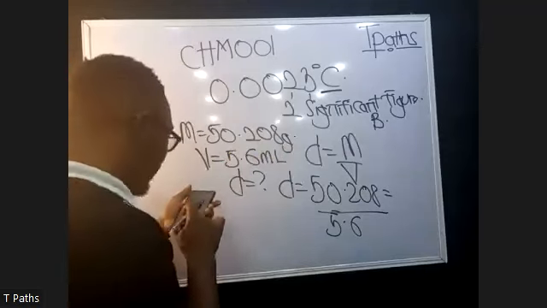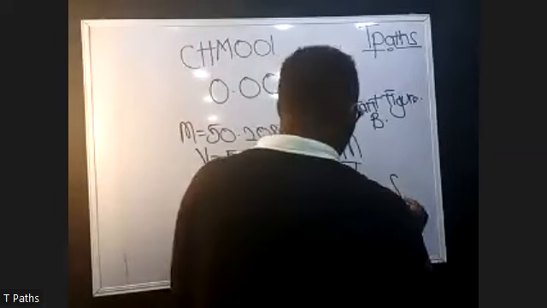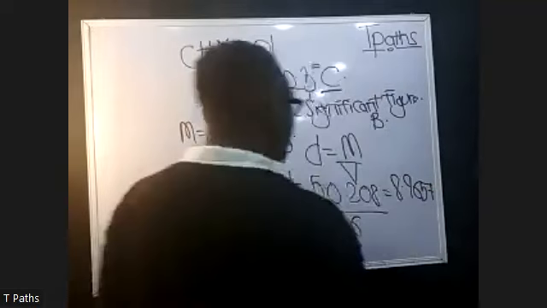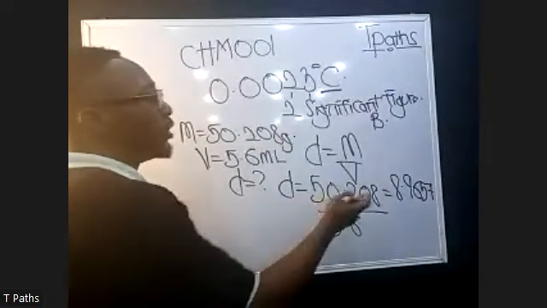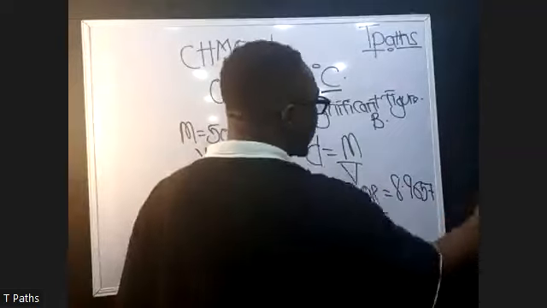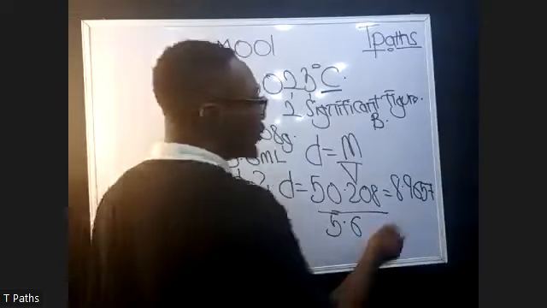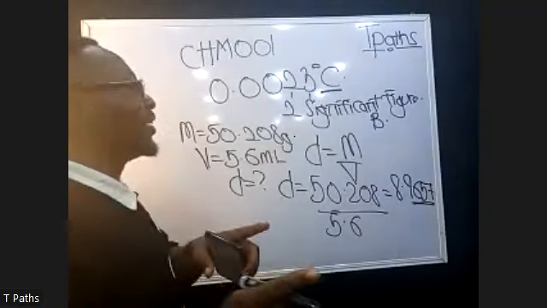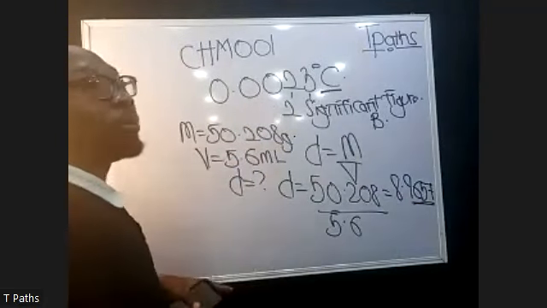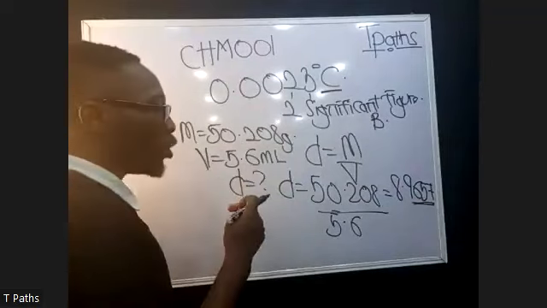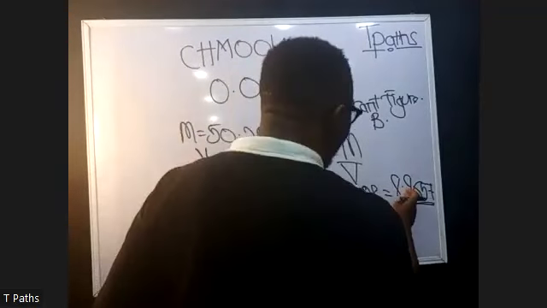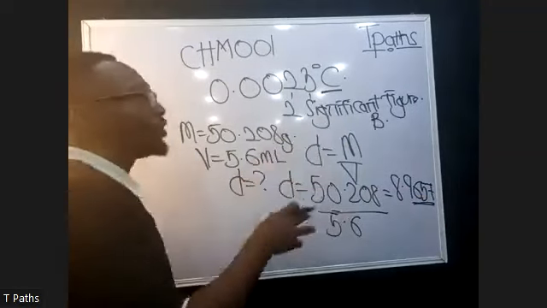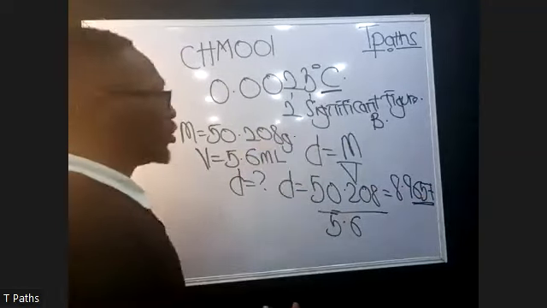50.208 divided by 5.6. So that is 8.9657. Once I'm solving a question, I like putting in 4 digits after the decimal place. Why? Because this is not yet the final answer, and to prevent error, and let's not forget that error is a topic under measurement here. So 8.9657. But the question is asking us that we should express the answer in a proper significant figure.